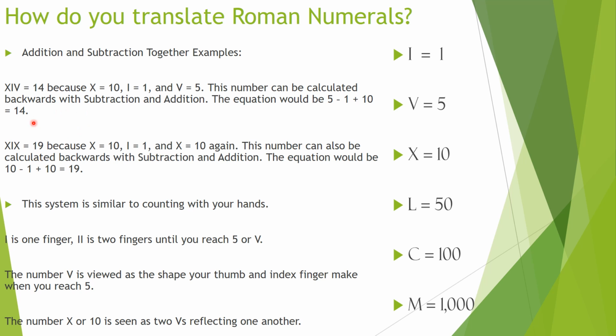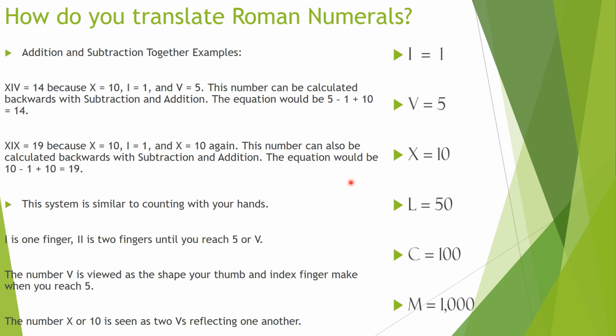And the same is for the number 19, which is XIX, where X equals 10, I equals 1, and X equals 10 again. This number can also be calculated backwards with subtraction and addition. The equation would be 10 minus 1 plus 10, which would equal 19.